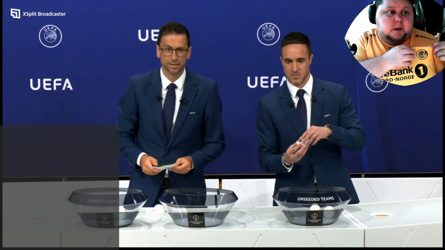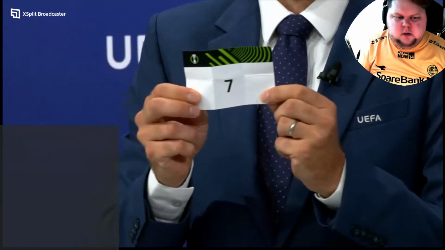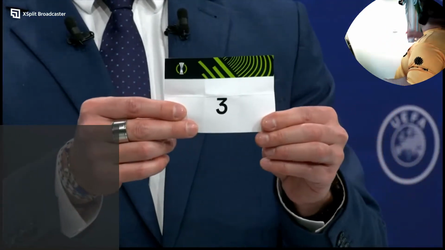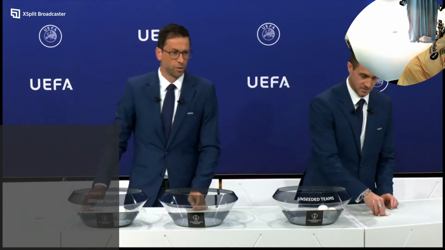And the clubs assigned number 7 will play their first leg at home. Their opponents in both groups will be the teams assigned number 3. So we're halfway through groups 8 and 9.